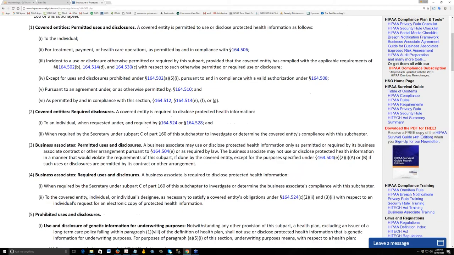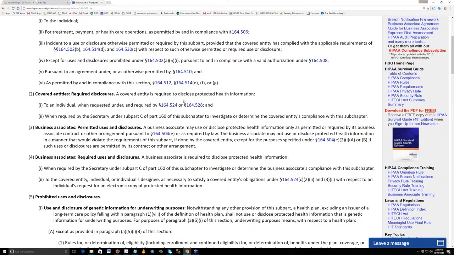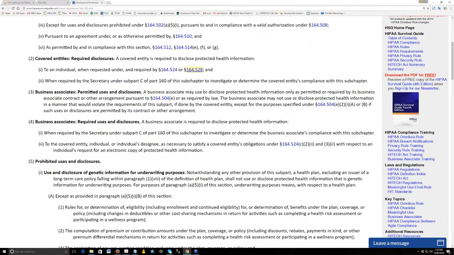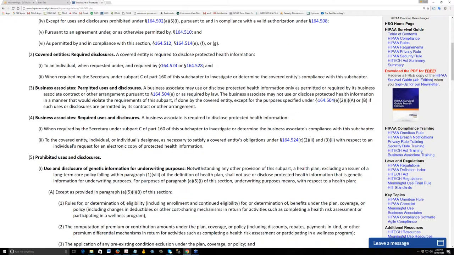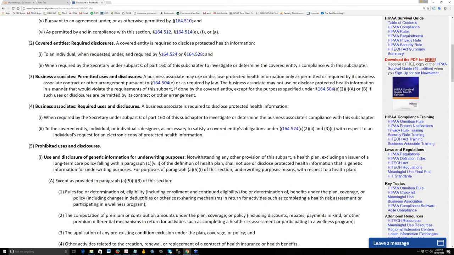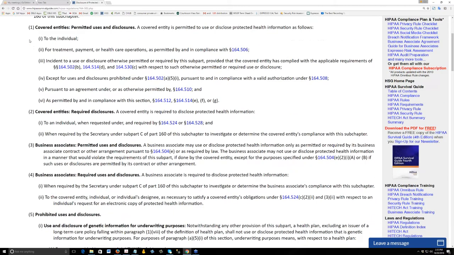And there's instances where you have to disclose. So a covered entity is required to disclose PHI to an individual when requested and required, and to the Secretary, blah, blah, blah, and so forth. And so, look, we're still within 164.502. I'm gonna go to the computer, and I'm gonna take off the mic, guys.